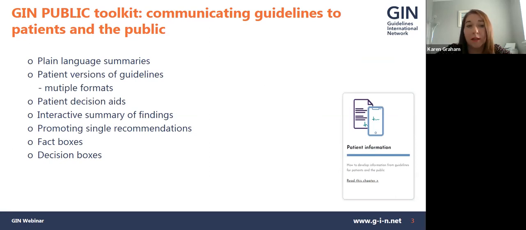Patient decision aids are another thing that can be produced for patients as well from guidelines. Interactive summary of findings as well, where we can present key messages from systematic reviews as well. And of course, you can promote single recommendations. And again, you can do that by having that in a leaflet format and so on. And fact boxes and decision boxes are another type of decision aids that we can use information from guidelines as well to help patients to make decisions about treatments as well.